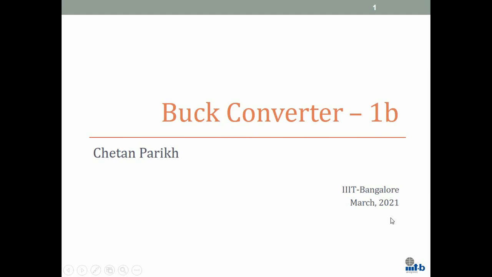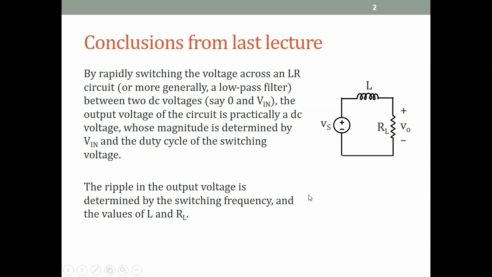Okay, so we start where we left off in the last lecture. Just to quickly revise what we had found last lecture, we said that in this circuit with an inductor and a resistor, if the voltage Vs is switched rapidly between two voltages, let us say 0 and V in, then the output voltage of this circuit is practically a DC if the switching time is much smaller than the time constant of the RL circuit.